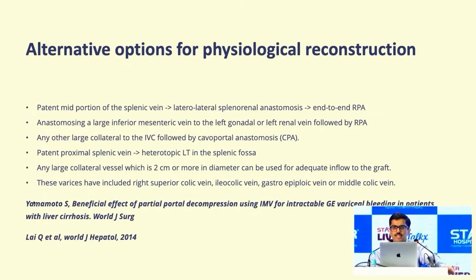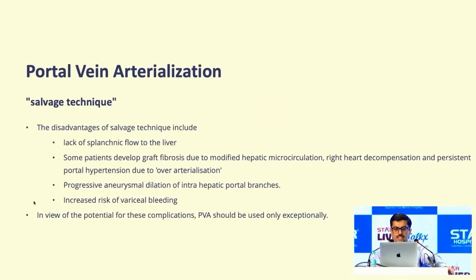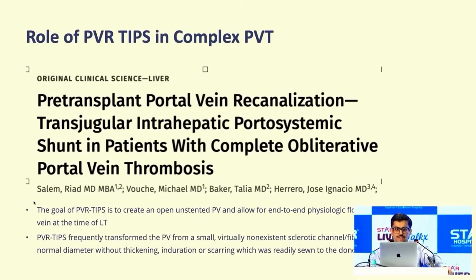So it is only when you can demonstrate good collaterals going in that it works well, and other than that, it's a problem. And the last salvage situation is portal vein arterialization, which hardly works. It is basically playing with fire. You're lucky, you might get away with it. And these are again the unplanned situations where you get in, because a lot of arterial flow going into the portal vein leads to more fibrosis.